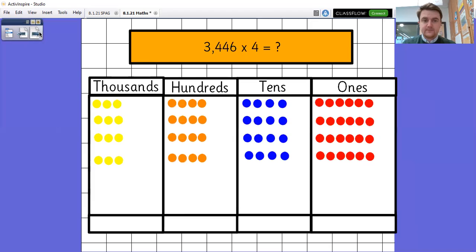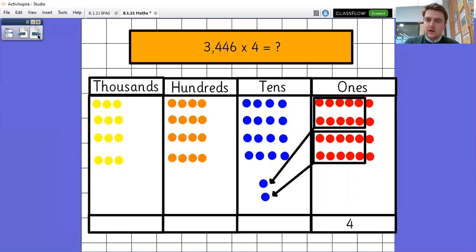That's only 1 lot of it. So let's get our 1, 2, 3, 4 lots. And we can see it's 3,000s, 400s, 4 10s, 6 1s in each column. I've got to count them up. I've got too many 1s to fit in 1 column, so I'm going to exchange 2 lots of 10 1s for 2 10s. That leaves me with 4 1s left over.